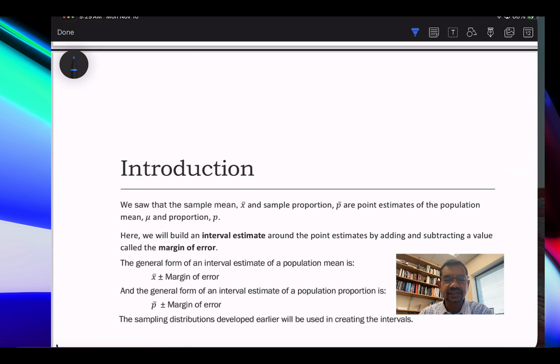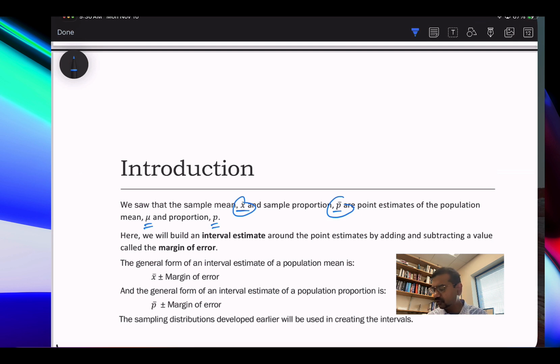So we may get our sample mean, or x bar, and we may also get a sample proportion, p bar. And our aim is to use these sample statistics to get an idea of what the population mean might be and what the population proportion might be. Because we do not know for certain what the actual population mean or proportion will be, we will use our sample values, our x bar and our p bar, to build an interval estimate.